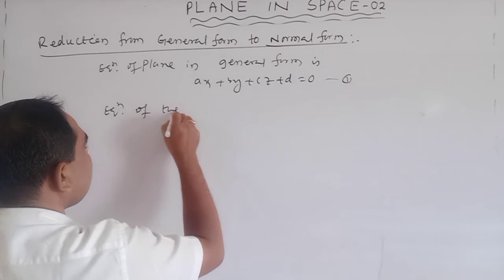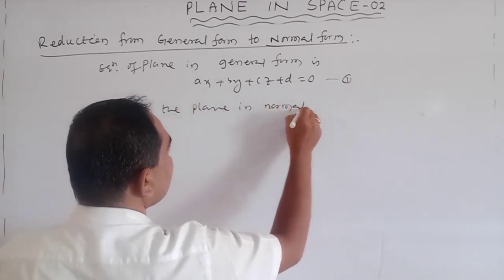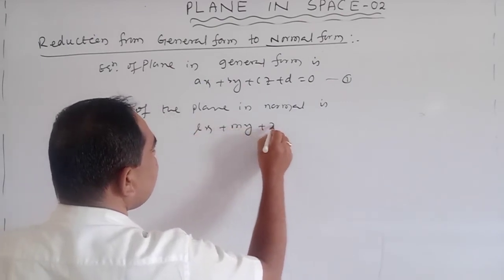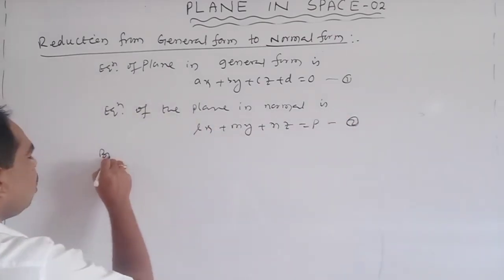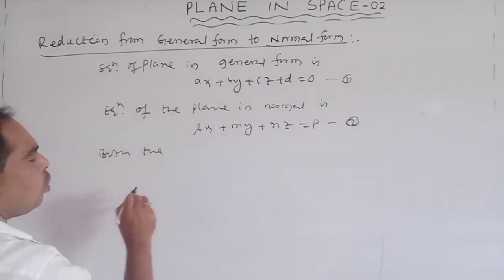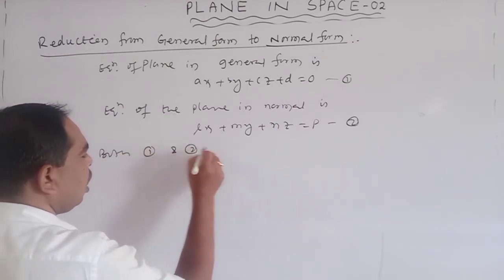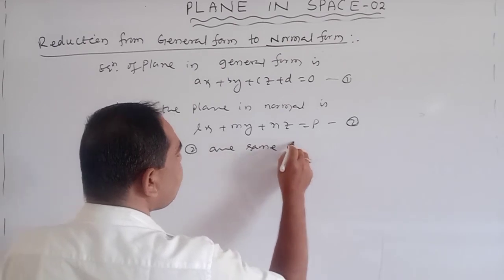Equation of the plane in normal form is Lx plus My plus Nz is equal to P. Both the planes, both 1 and 2, are the same plane.